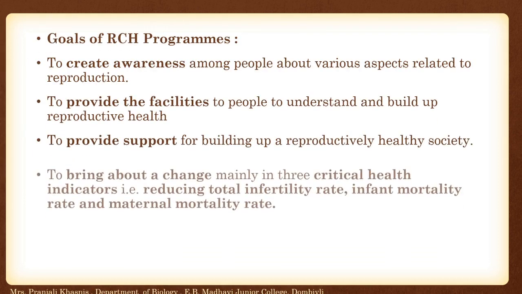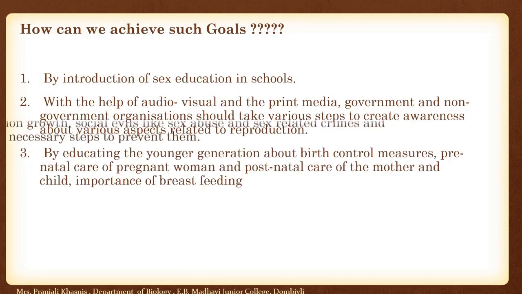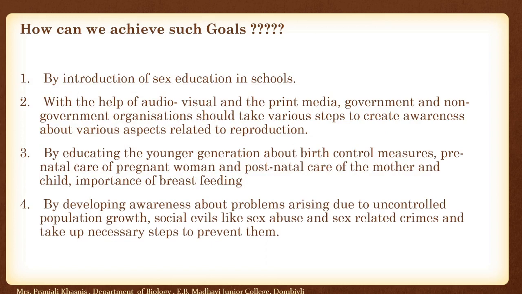We have seen the goals of RCH, that is to create awareness among people about various aspects related to reproduction, to provide facilities to people to understand and build up reproductive health, to provide support for building a reproductively healthy society, and to bring about a change mainly in 3 critical health indicators, that is reducing the total infertility rate, infant mortality rate, and maternal mortality rate. Then we discussed these 4 points, how to achieve these goals.